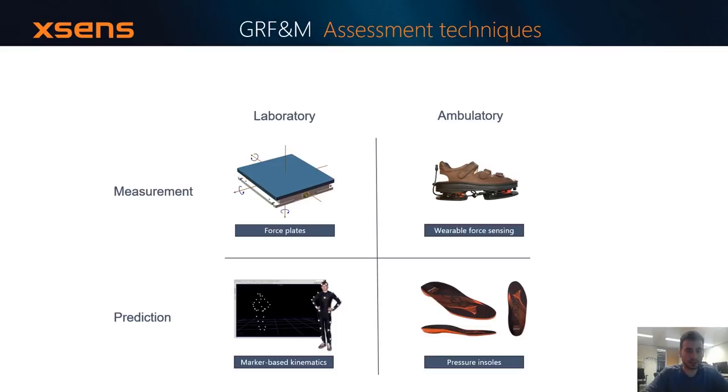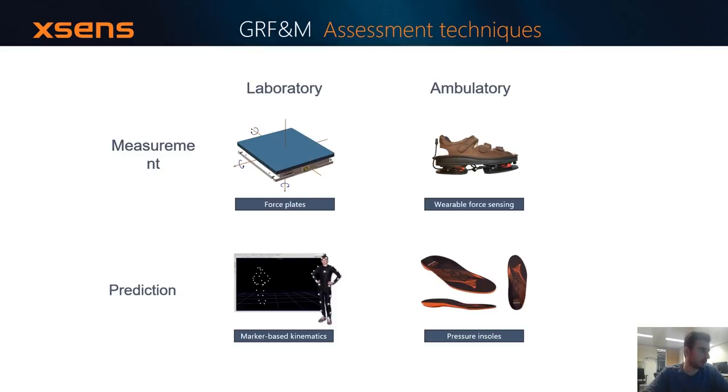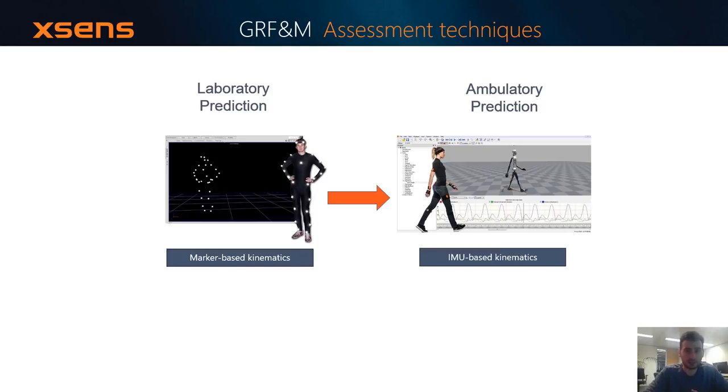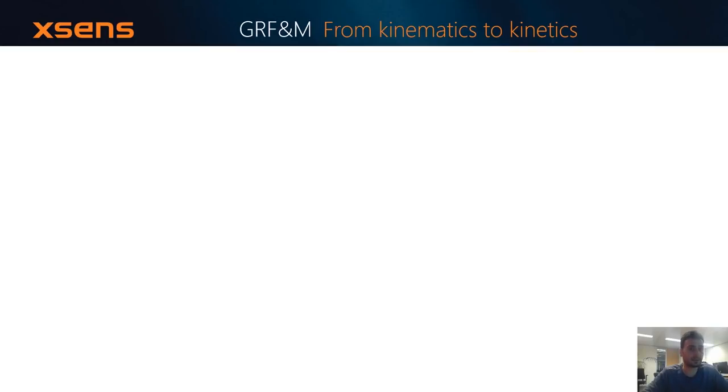Finally, a recent trend is assessing the external forces and moments from the human motion. The focus of this study has been on the use of optical motion capture systems, which, however, still maintain the spatial restrictions of force plate systems. And to take this one step further, we take these methods to ambulatory systems where the kinematics are assessed from inertial measurement units, and therefore the kinetics can also be assessed outside the lab. So conceptually, how do we actually go from kinematics to kinetics?